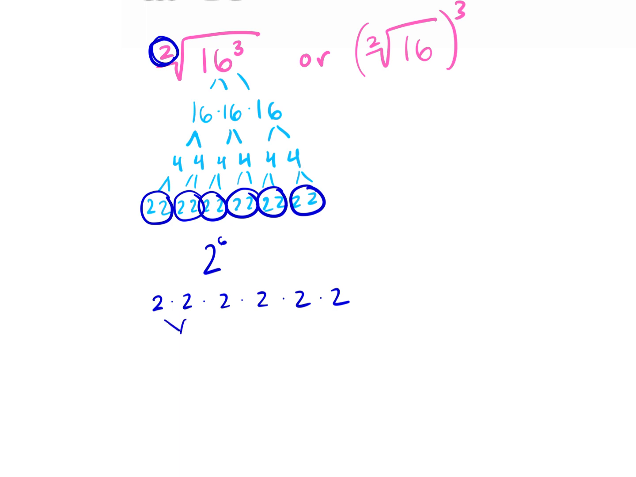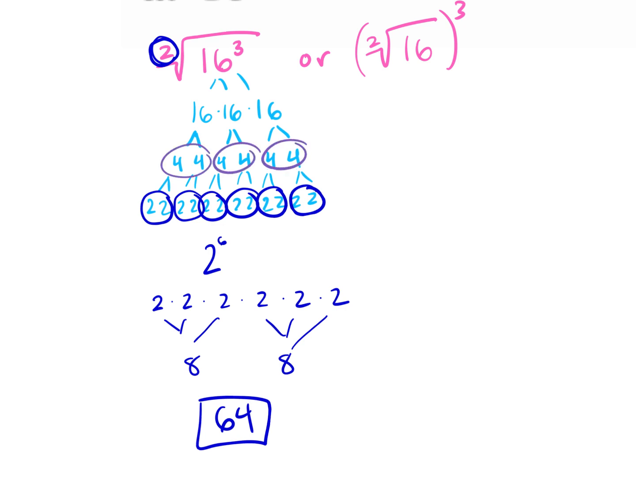So 2 times 2 times 2 would be 8, and 2 times 2 times 2 would be 8, and 8 times 8 is 64. Can you just do it with the 4s? You could have stopped with the 4s and then just circled your groups of 2. And then it would be 4 to the 3rd power. That would have worked too.